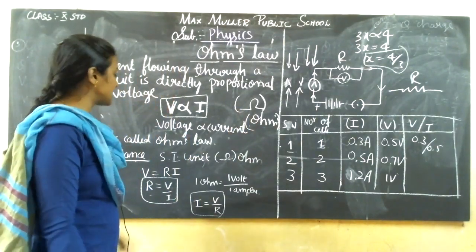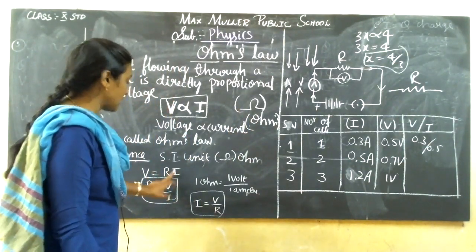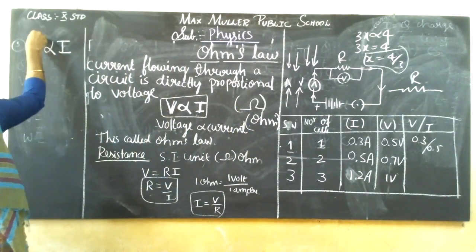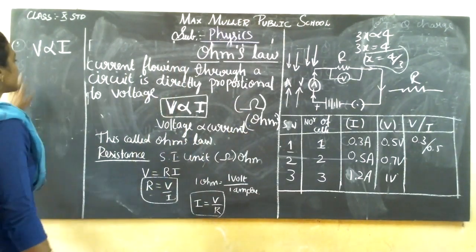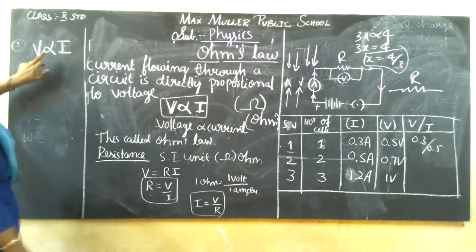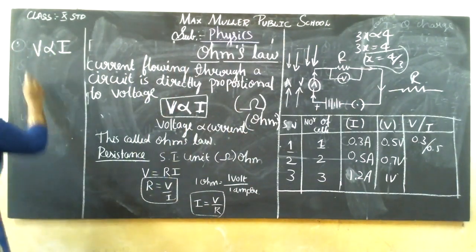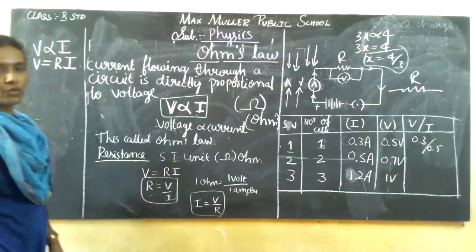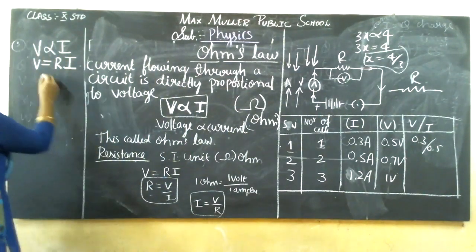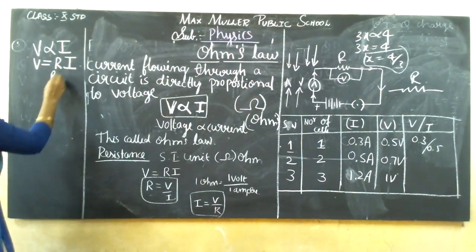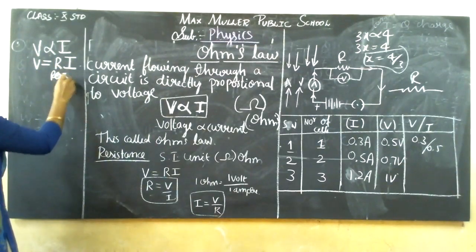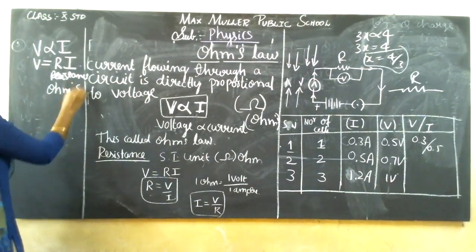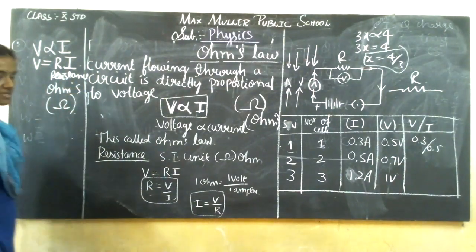Clear? So now how will we write this? V is equal to RI. We know that V is directly proportional to I. The current flowing through a circuit is directly proportional to the voltage. Then if you want to make this an equality, you take one constant, that is the resistance. So we write V is equal to R into I. What is R here? This is resistance. What is the SI unit of resistance? That is ohms. This is the sign of resistance, isn't it?